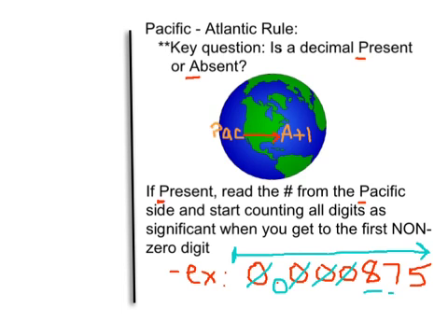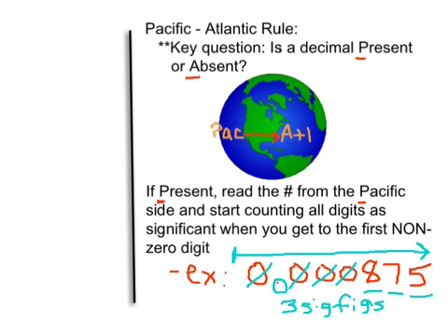So we have 1, 2, 3 sig figs in this example here. So we have 3 significant figures. Now we see that all the zeros in front were placeholder zeros, so that rule works in coherence with the Pacific Atlantic rule. So this is more just a visual way, again, to visualize those placeholder zeros as not counting as significant.